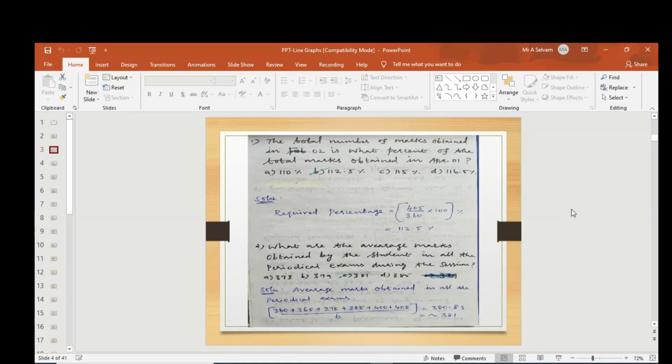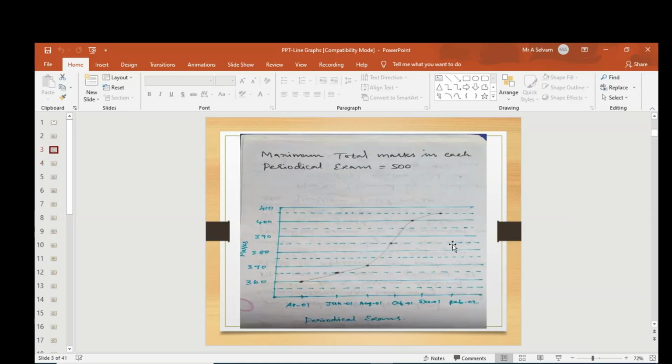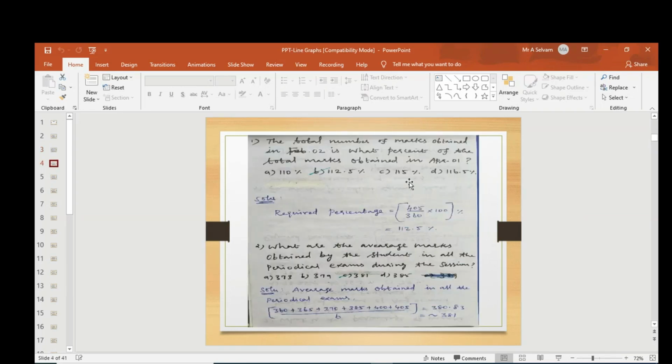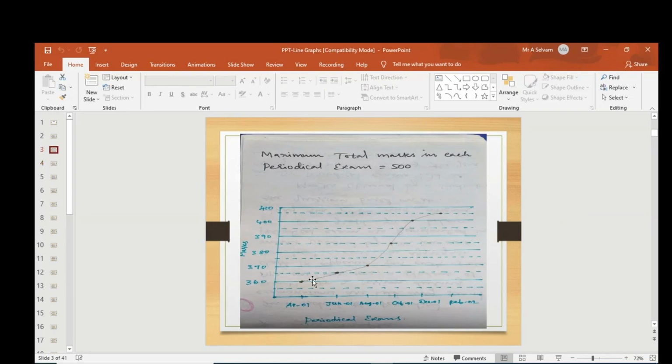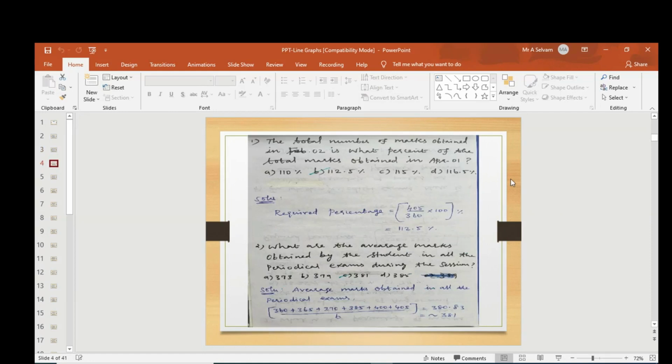Now we go back to the graph. February 2002, how much? 405. April 2001, how much mark? 360. Now 405 divided by 360, multiplied by 100, we can find the percentage, which is 112.5%. So based on the question, option B is the answer, 112.5%. Understood. In the same manner we will solve the upcoming questions also.